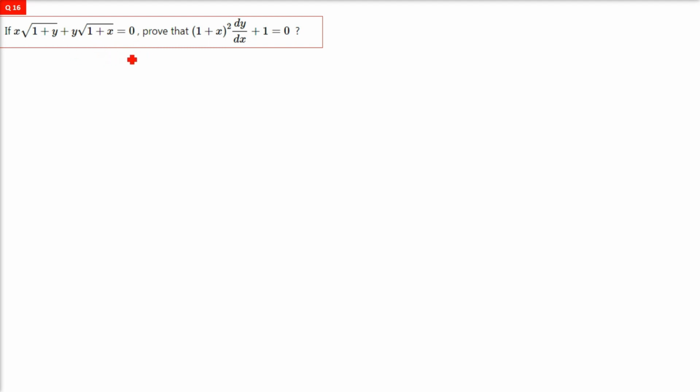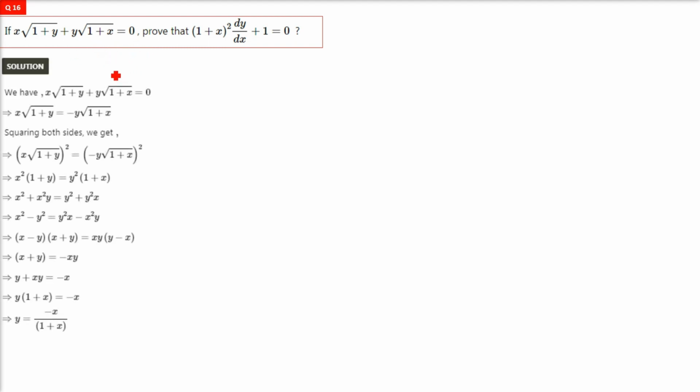So here it's better because we don't have some 1 minus y² or 1 minus x² stuff. It's better to solve it the way it is. In the previous questions, I encourage you to solve it using sine and cos, that is by substitution. So what we'll do here is x√(1+y). This we are going to transfer to the right hand side. So it will be negative y√(1+x).